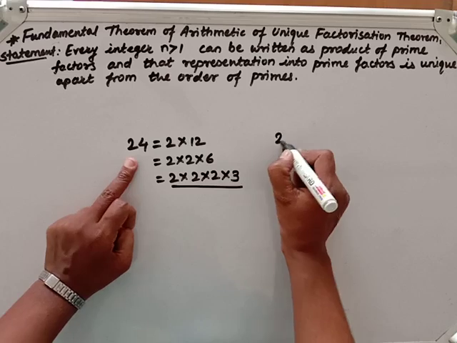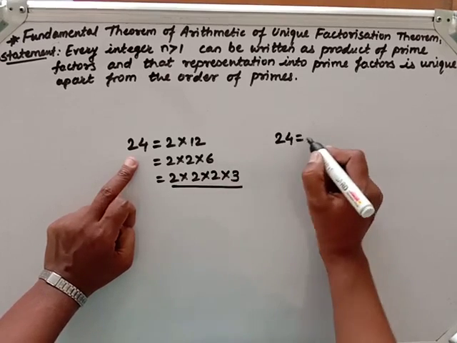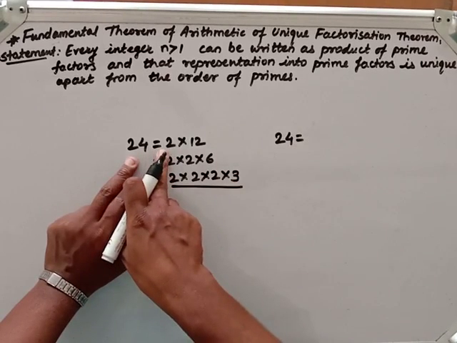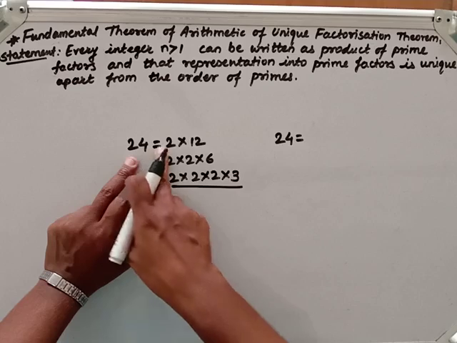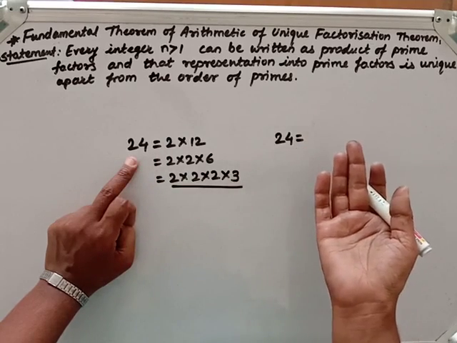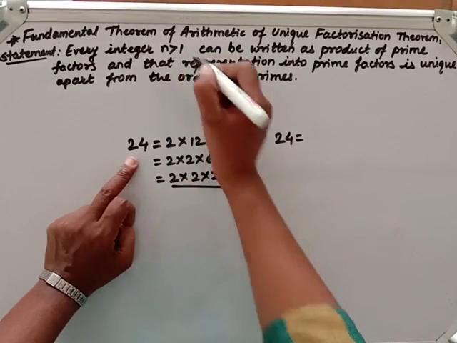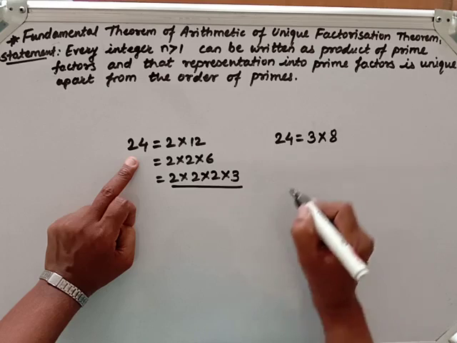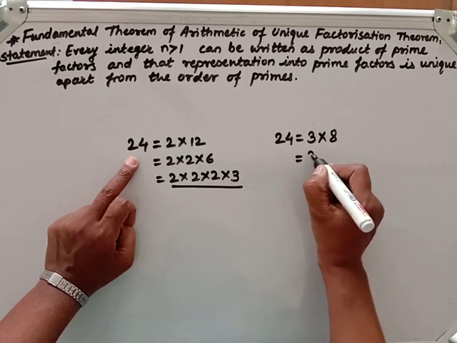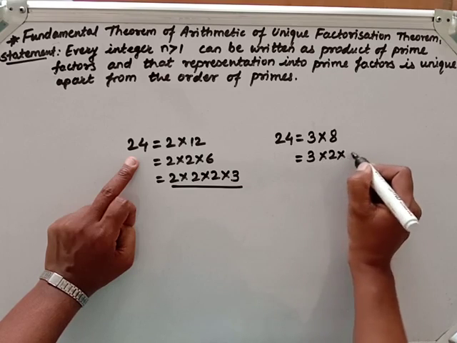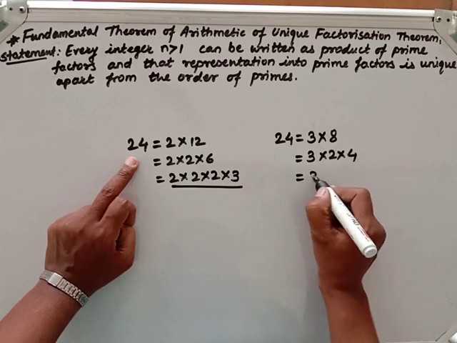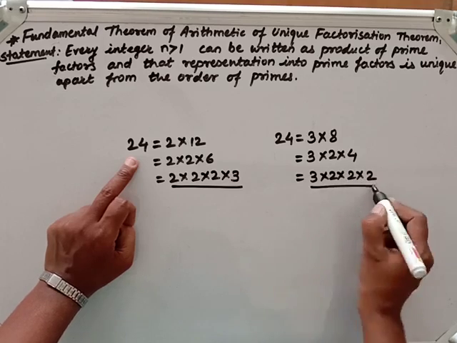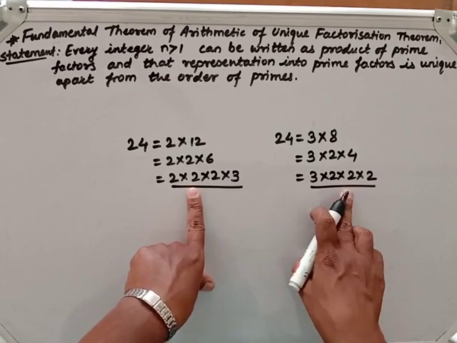The same can be done by other students. Suppose some student guesses firstly itself that it is divisible by 2. But if someone is not able to guess that, that other student will start with 3. So it can be written as 3 into 8. And 8 can be written as 2 into 4. That is 3 into 2 into 2 into 2. After all, these are the same. So these are unique.